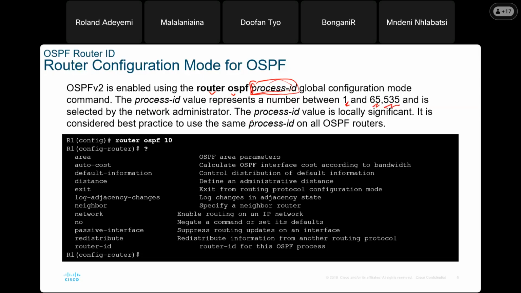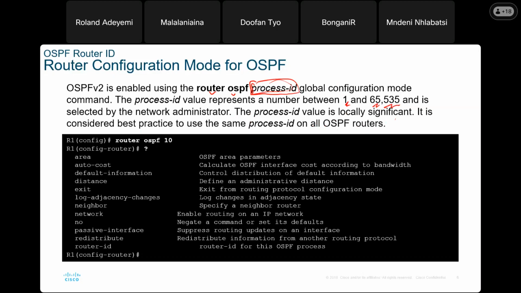And look at this. The process ID value is locally significant, meaning we just use it on a router. You can use another one on another router, even though the best practice is to use the same process ID on all your routers. It is considered best practice to use the same process ID on all the OSPF routers.